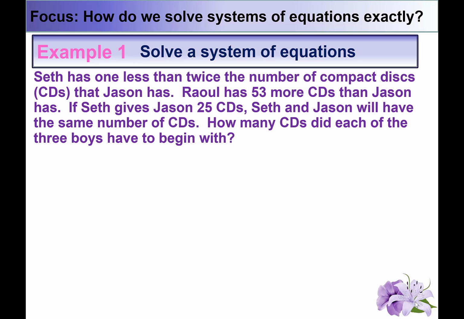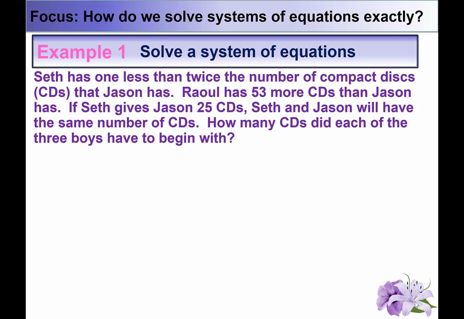Seth has one less than twice the number of compact discs that Jason has. Raul has 53 more compact discs than Jason has. If Seth gives Jason 25 CDs, Seth and Jason will have the same number of CDs. How many CDs did each of the three boys have to begin with?